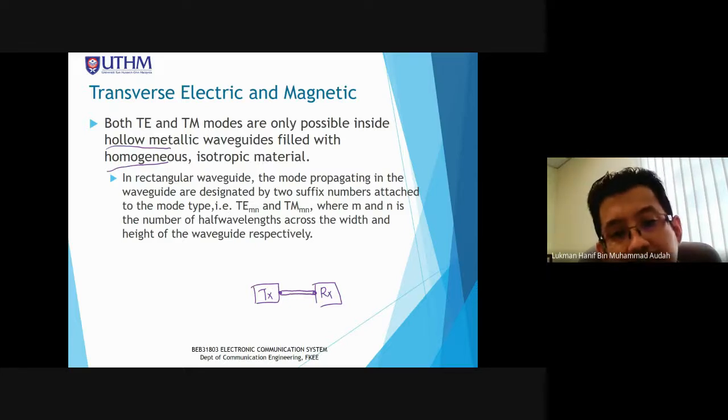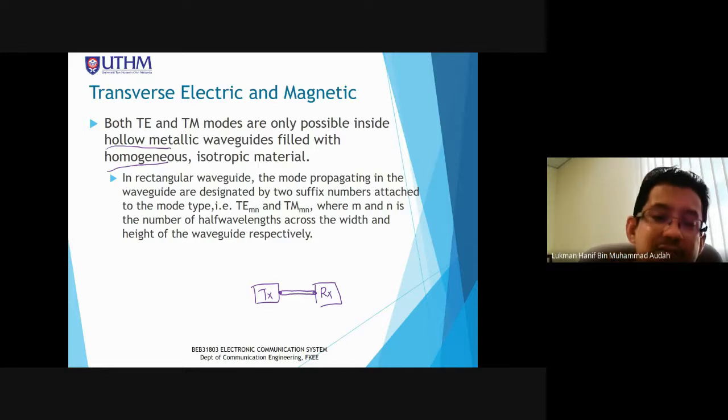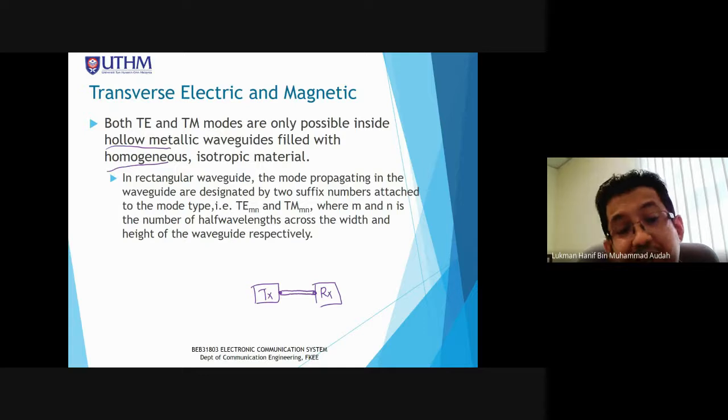Waveguide tidak diterangkan dalam subjek ini. You akan belajar dalam RF and microwave subjek. Ada RF and microwave. Ini untuk student BEJ untuk subjek elective. Okay.